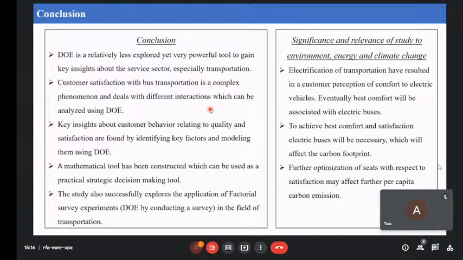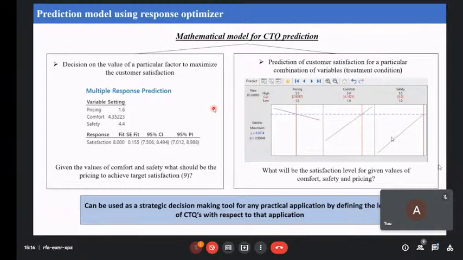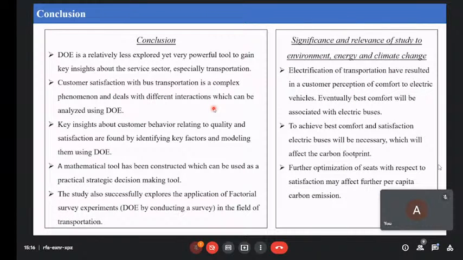Now, before concluding, to be honest, when we started this entire study, we had never considered anything about the environment, energy, or even climate change. But eventually, what we realized through our surveys and in our end study, particularly with the comfort aspect and the way in which we had defined comfort, and through our personally administered surveys, was that there was a greater inclination towards best comfort when it came to electric vehicles.